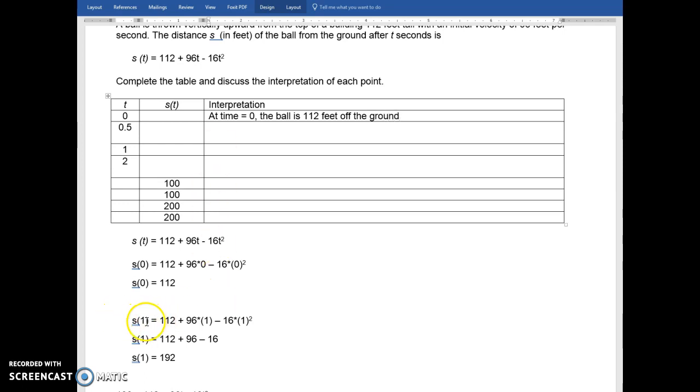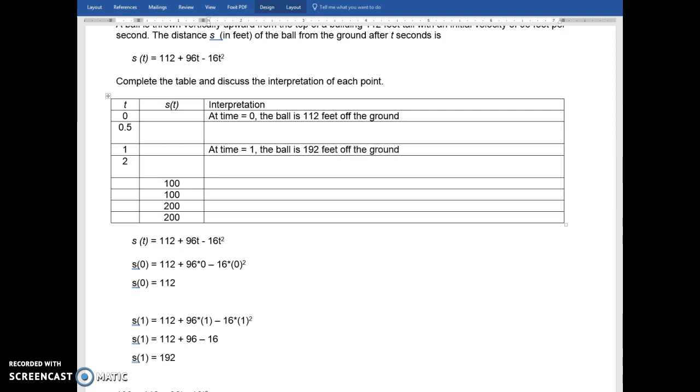Similarly, with time equals 1 second, the math is the same idea. We are just going to substitute 1 for t, which means on the right-hand side, wherever we see t, we substitute 1. You can see I've done that twice. If I go down to the second line here, I'll still have 112 plus 96, and then minus 16. If we do all the math there, we get 192 feet. So the interpretation here is at time equals 1 second, the ball is 192 feet off the ground.